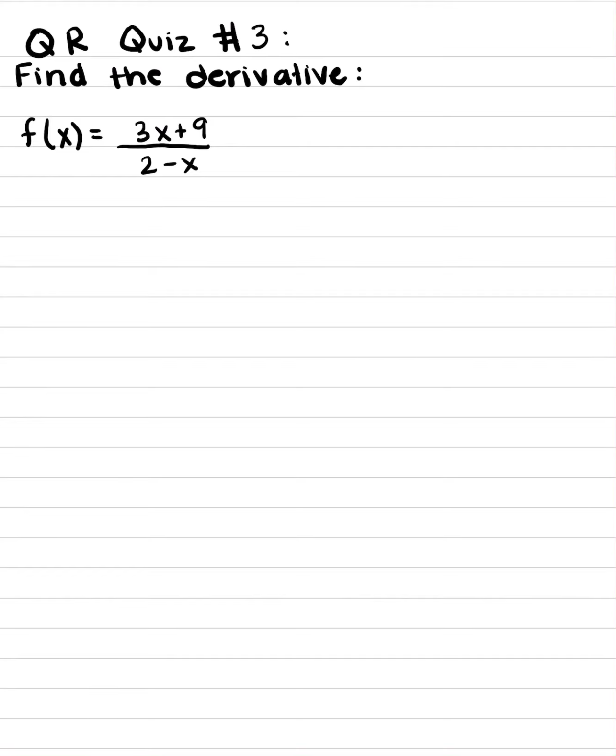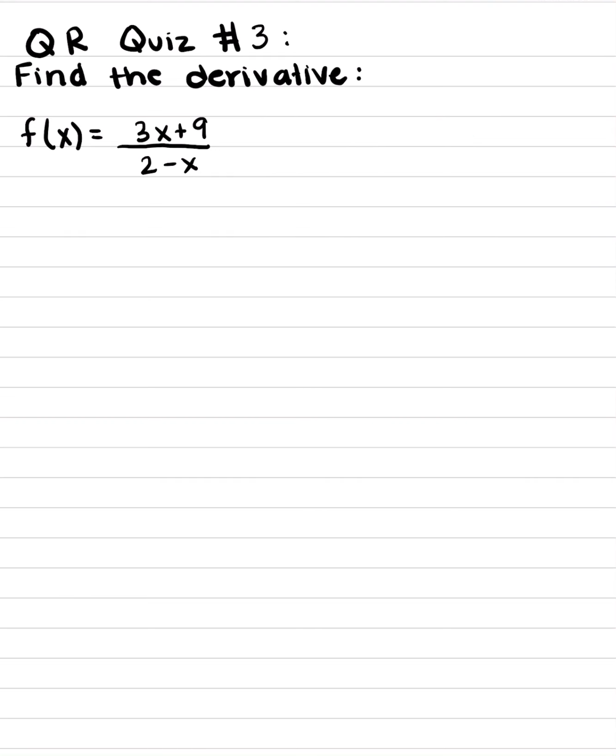All right, number 3 on the QR quiz is asking us again to find the derivative, but again, as you can see, our function looks a little different. So in this case, we're going to have to use the quotient rule. All right. So the quotient rule basically looks like this.